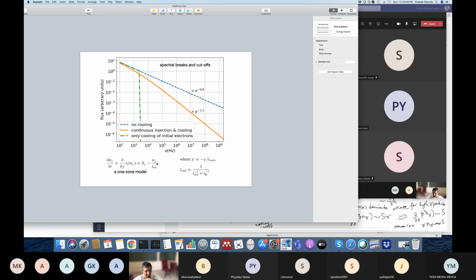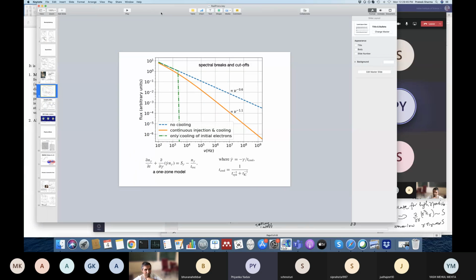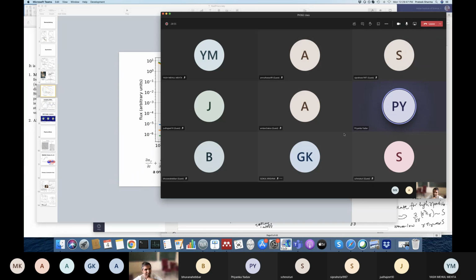Yes, sir. Okay, good. And why is this nu to the minus 1.1? So from minus 0.6 it becomes minus 1.1. So this is a steepening by 0.5 for gamma. Yes, sir, because of that gamma factor, gamma minus 1. Why does it translate to minus 0.5? Sir, because nu is proportional to gamma square. So, sir, by half factor. Good, good. Okay, good. At least someone is listening.